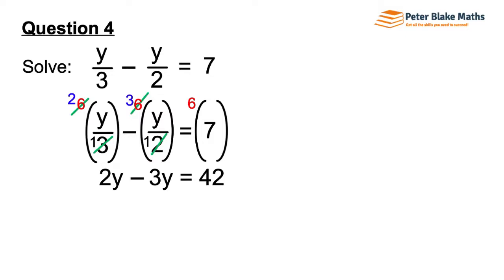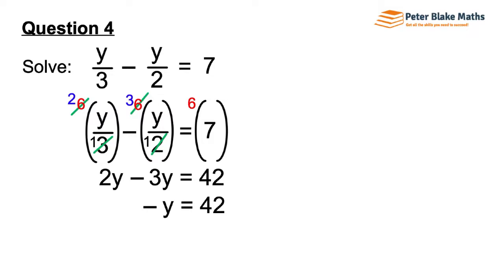Okay, let's simplify the left-hand side. We've got 2y minus 3y. We're taking away one more than we've got there. So we end up with a minus term there of minus y, or minus 1y really. But we don't have to write the 1 in. So minus y equals 42.